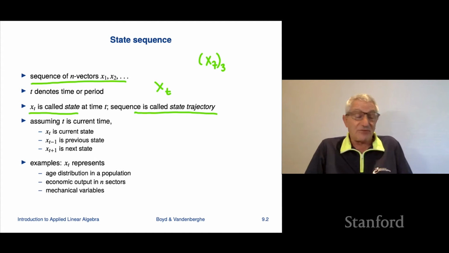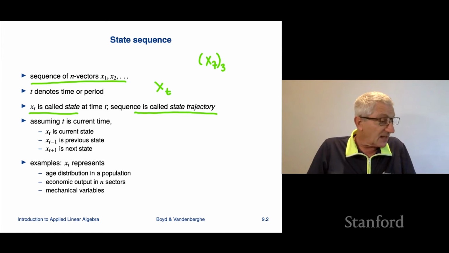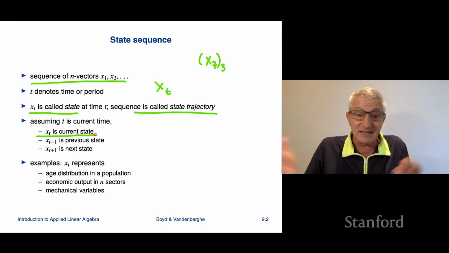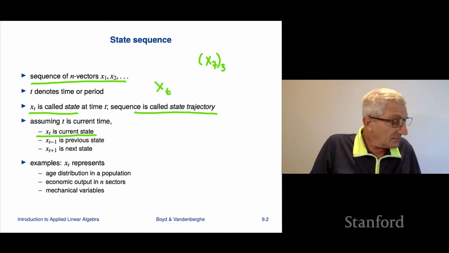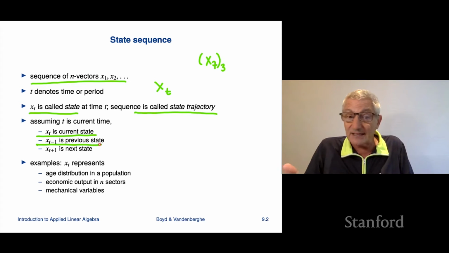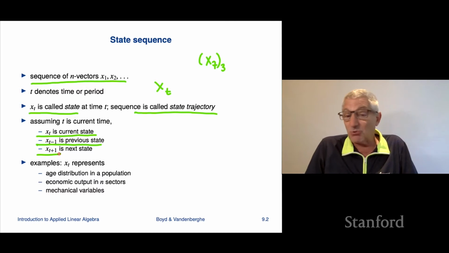Now, just to give you a rough idea of how this works, if t is the current time, say it's today or something like that, then x sub t, we refer to as the current state. It's the state at the time right now. X sub t minus 1 is the previous state. So for example, if this is daily, x sub t minus 1 is the state yesterday. X sub t plus 1 is the next state. So if this were daily, x sub t plus 1 would be the state tomorrow.